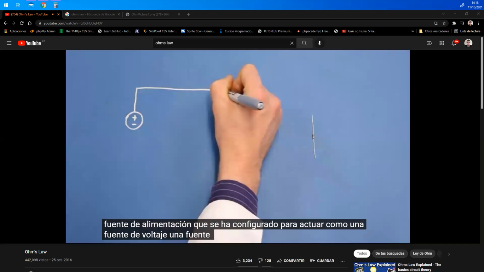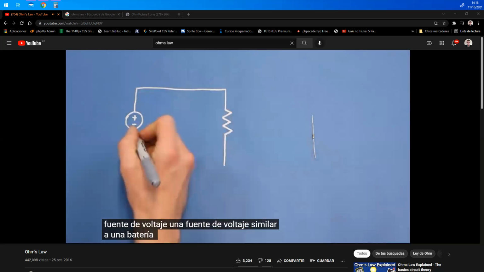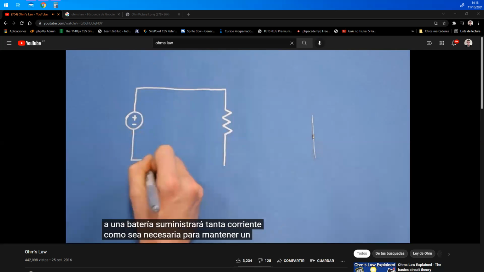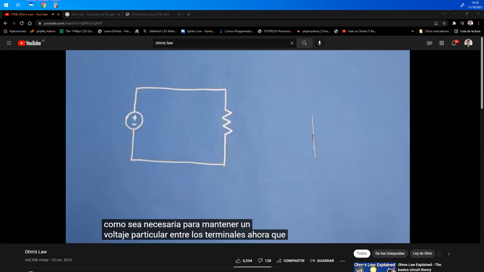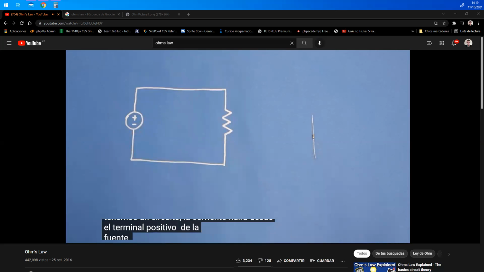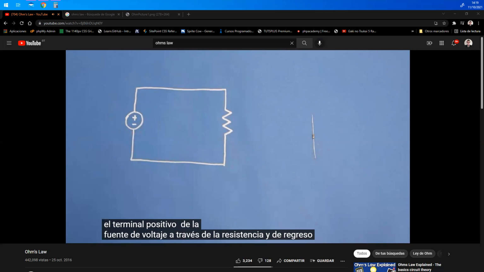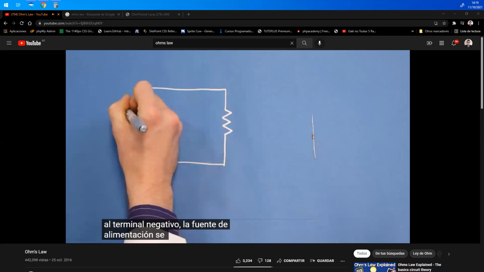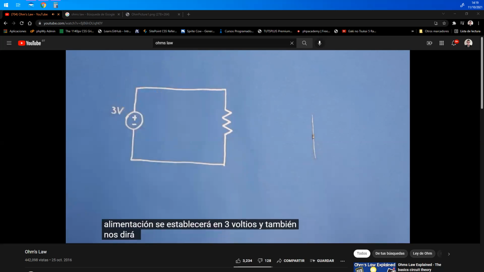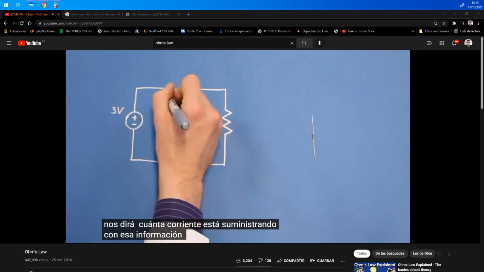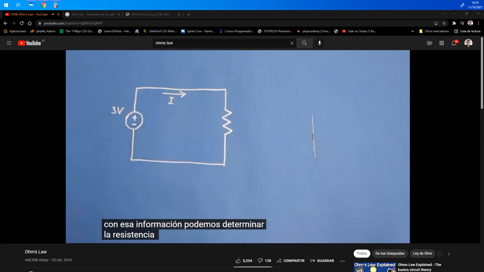A voltage source, similar to a battery, will supply as much current as needed to maintain a particular voltage between the terminals. Now that we have a circuit, current will flow from the positive terminal of the voltage source through the resistor and back to the negative terminal. The power supply will be set to 3 volts, and it will also tell us how much current it is supplying. With that information, we can determine the resistance of the resistor.